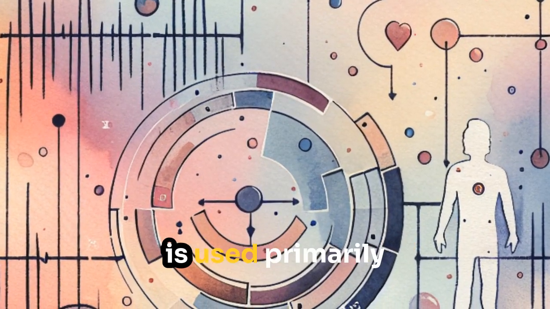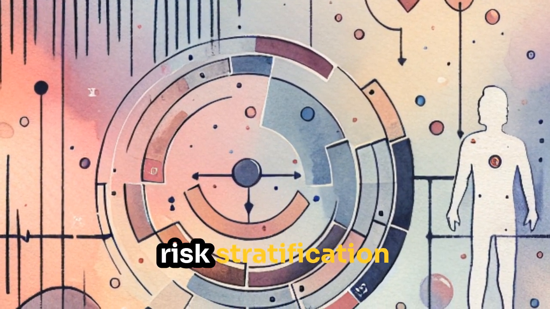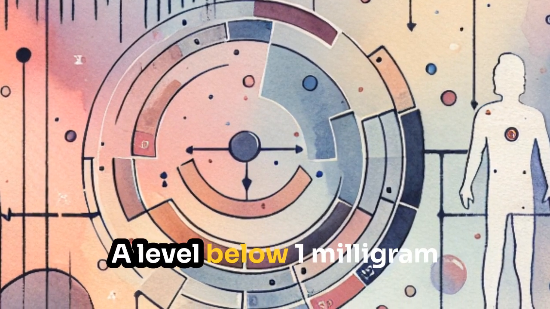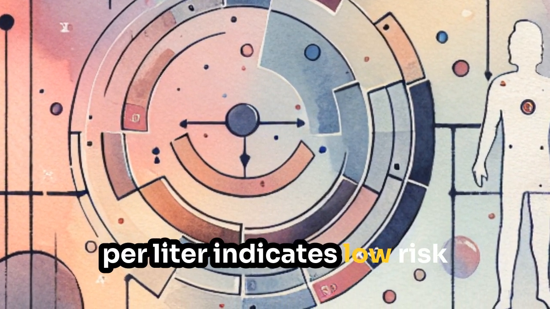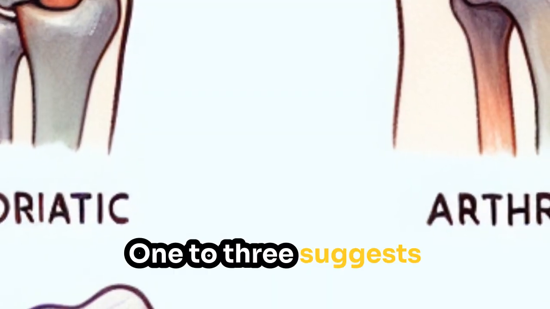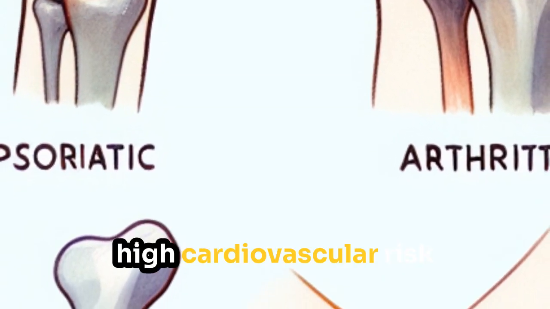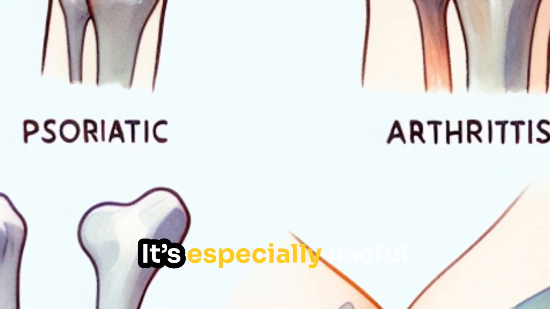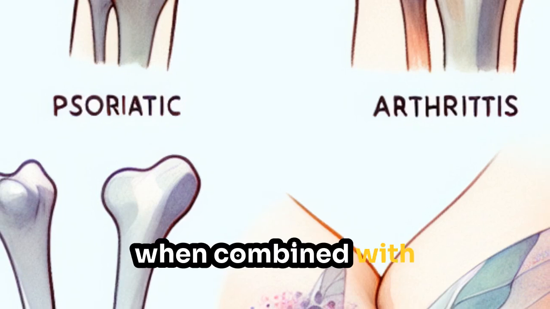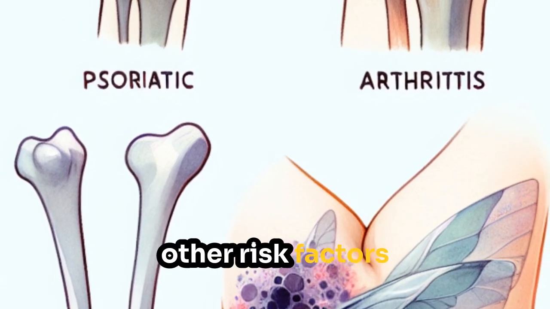High-sensitivity CRP is used primarily for cardiovascular risk stratification. A level below 1 milligram per liter indicates low risk. 1 to 3 suggests intermediate risk, and over 3 indicates high cardiovascular risk. It's especially useful when combined with lipid profiles and other risk factors.